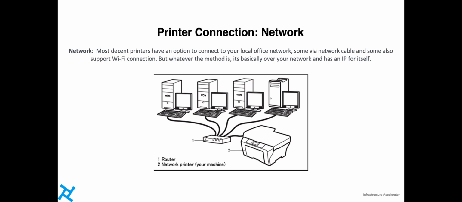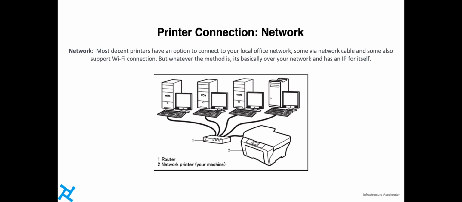The second method is the network connection. Most decent printers will have an option to connect to your local network via a network cable, and some will also support a Wi-Fi connection. But whatever the method is, they are on the network and they have an IP for themselves, and then they get installed to all the PCs in the office.